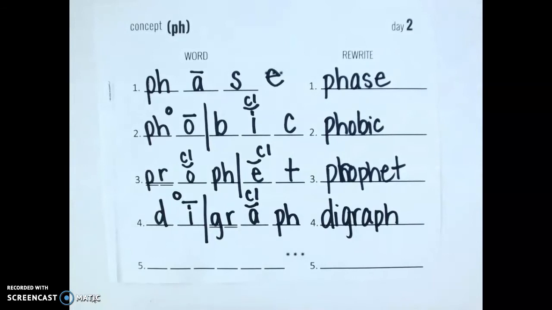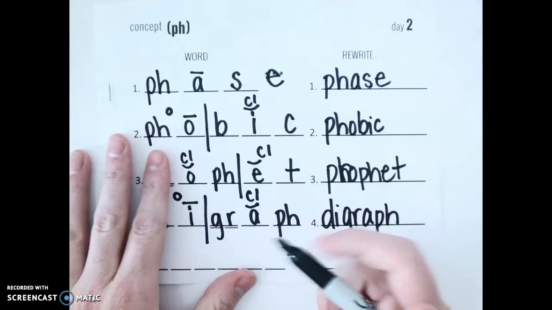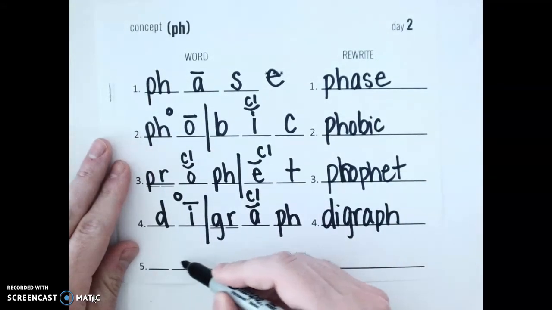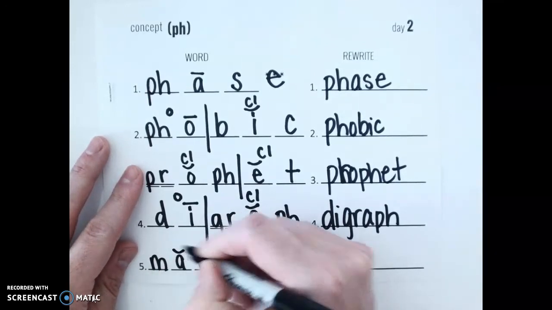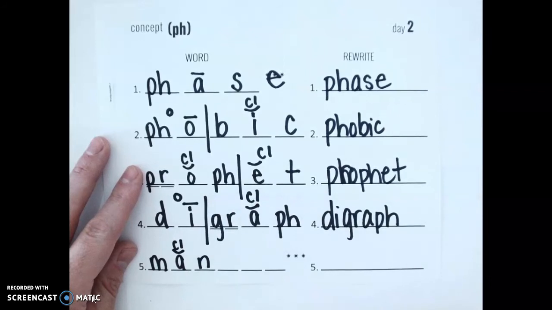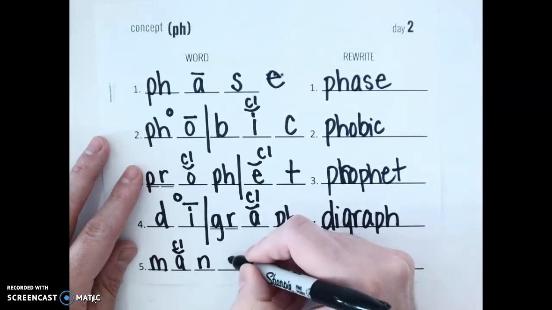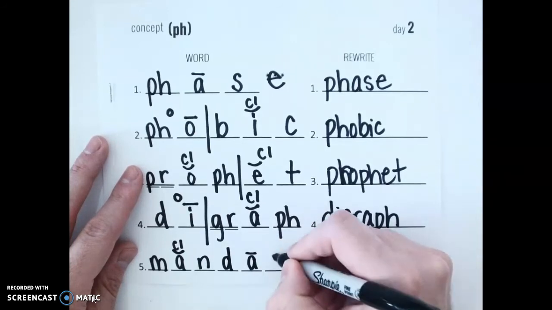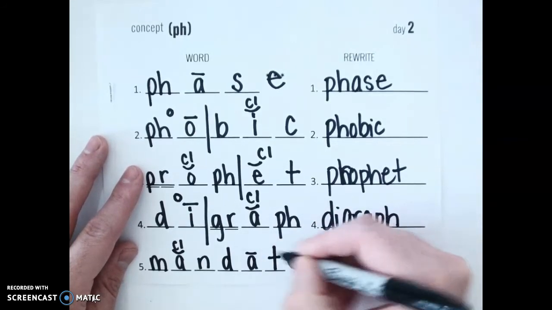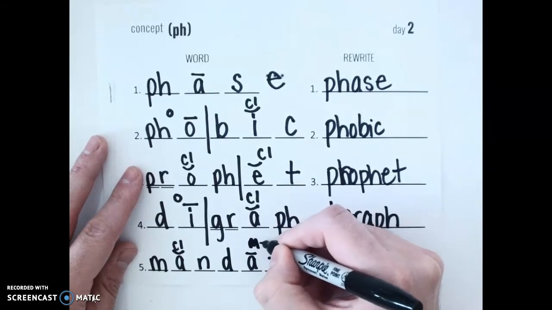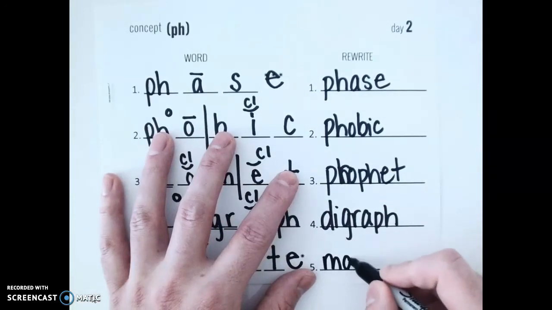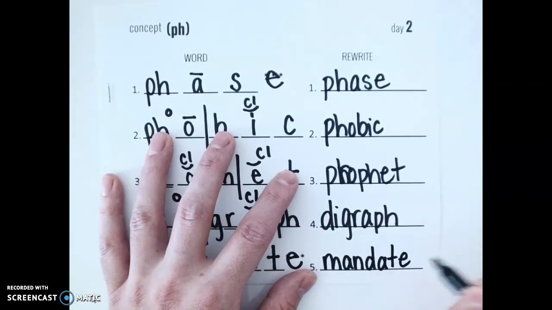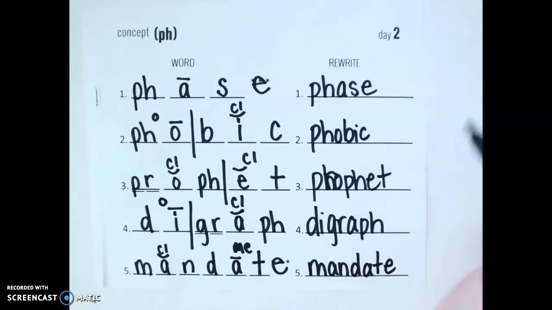And the last word we have today is mandate. Mandate. M-A-N. Man. So that's a closed syllable. D-A-T-E. Mandate. So here we see a magic E syllable type. Long A, magic E. The word is mandate.